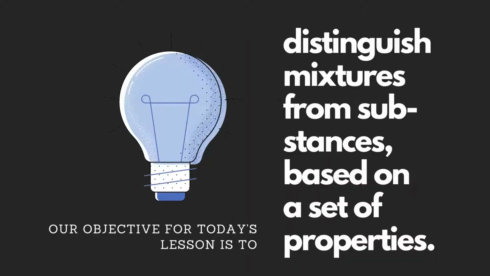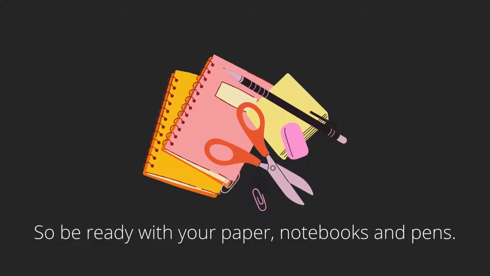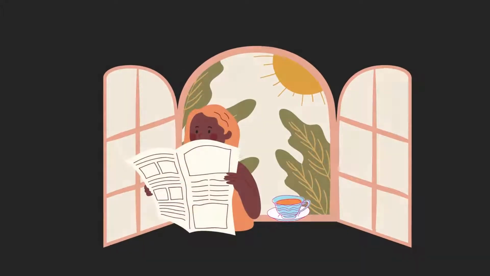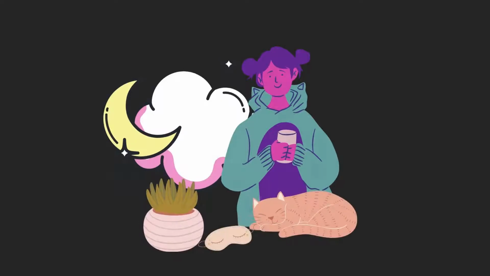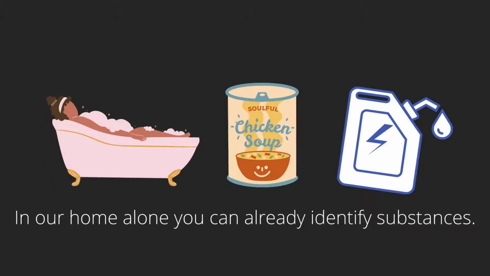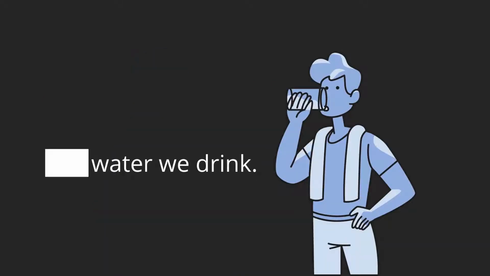Our objective for today's lesson is to distinguish mixtures from substances based on a set of properties. So be ready with your paper, notebooks, and pens. From the time you wake up till you sleep at night, you always encounter substances and mixtures. In our home alone, you can already identify substances: the air we breathe, the water we drink, and others.